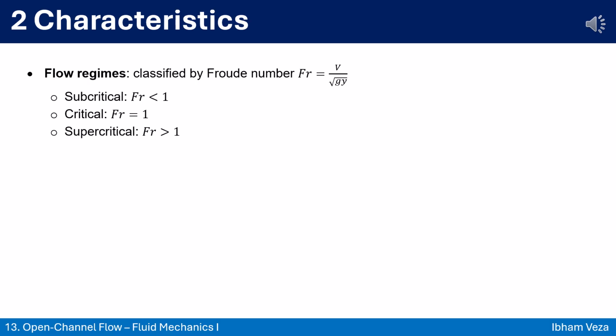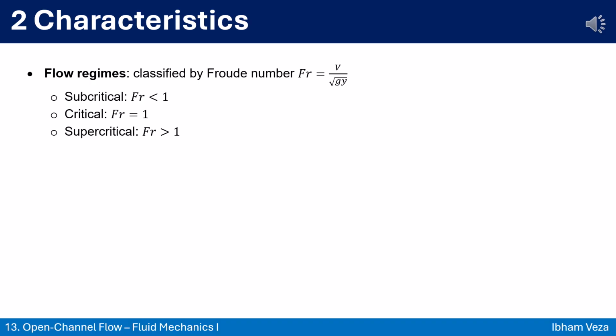Meet the Froude number. To understand the behavior of open channel flow, we need a way to classify how water moves. That's where the Froude number comes in, denoted as Fr. It compares the flow velocity to the speed of surface waves. Mathematically, Fr is defined as V divided by the square root of g times y, where V is the velocity of flow, g is the gravitational acceleration, and y is the characteristic depth.